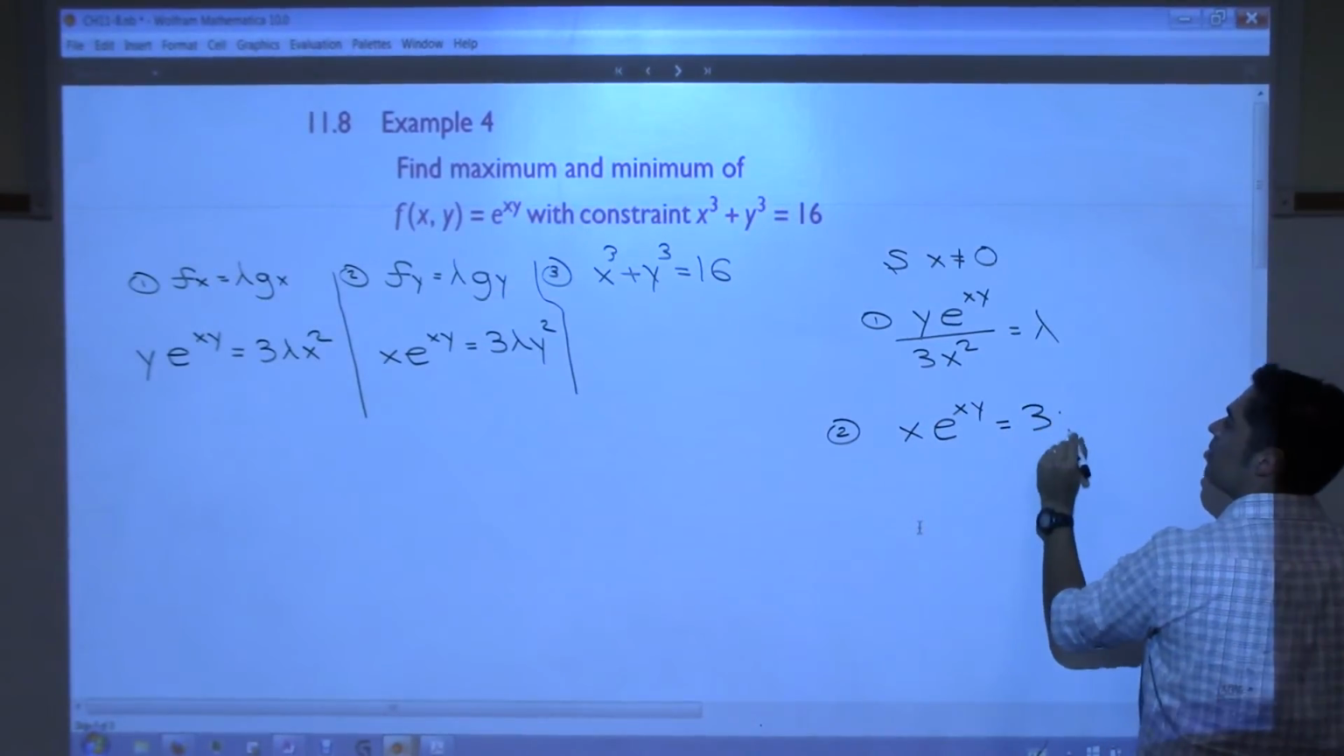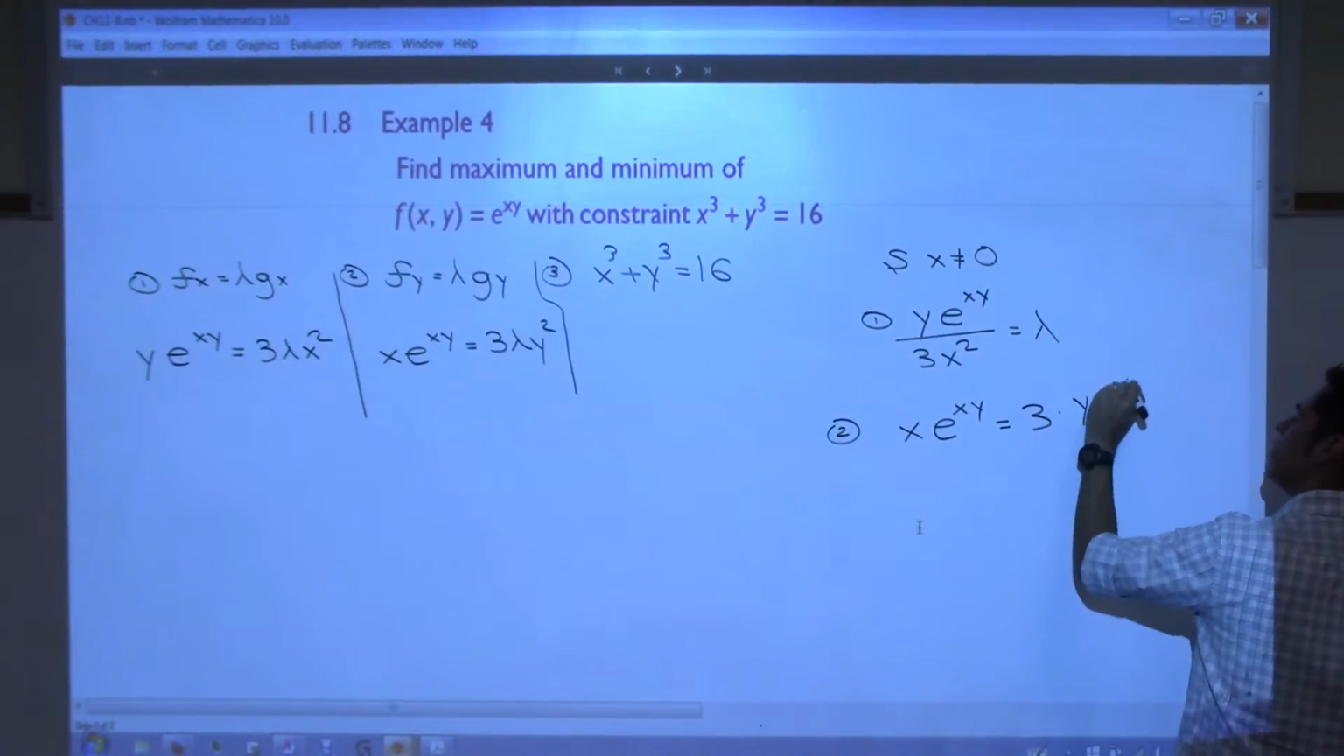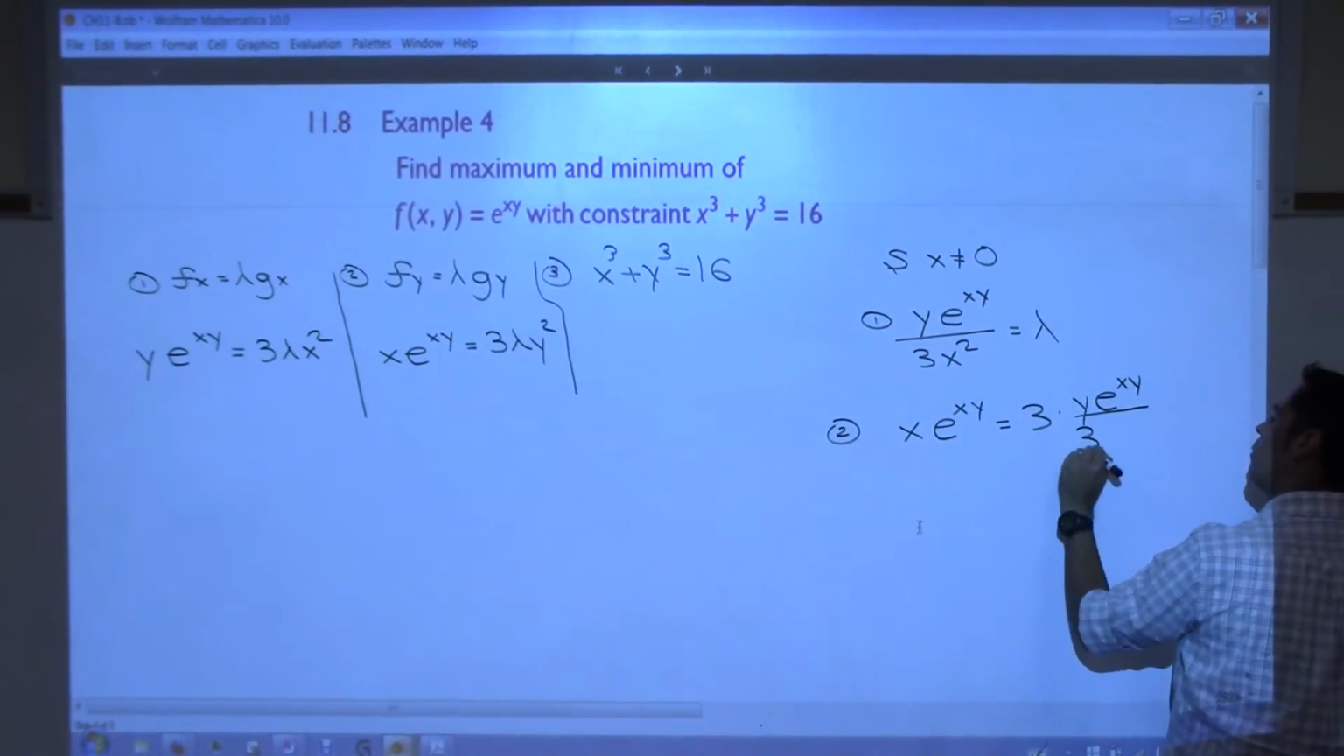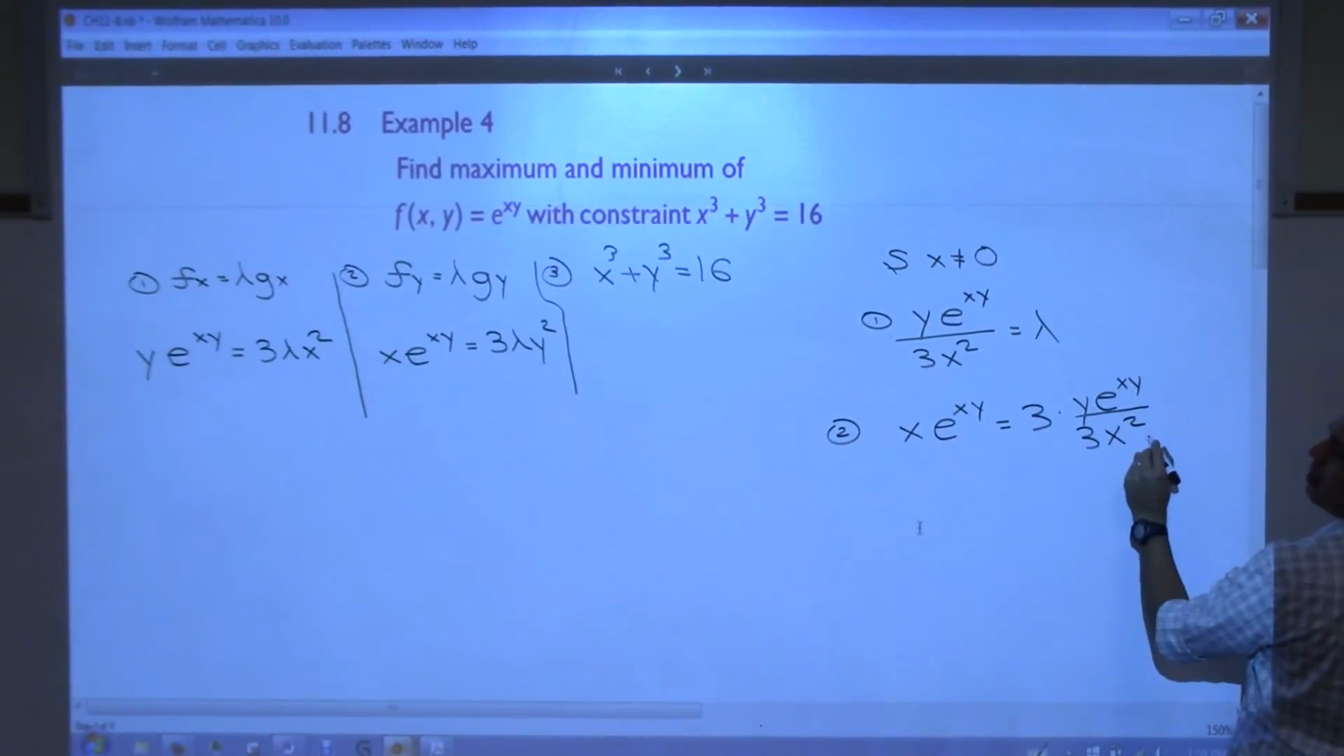But 3, here's lambda. Lambda is y e to the xy over 3. Oh, I like that. It's going to cancel. And then y squared.